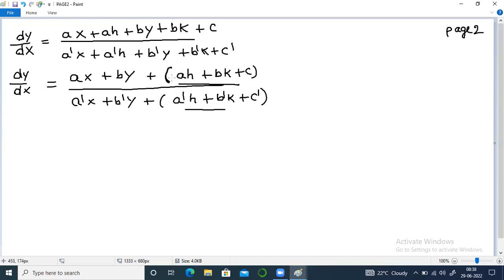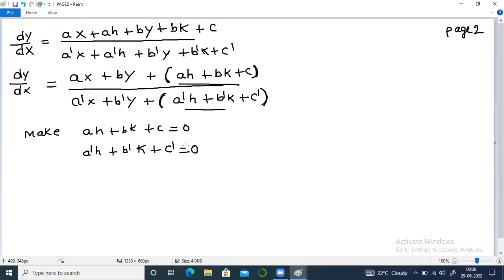It means in the numerator part, what is there in the bracket, that term and this part I can make zero by selecting specific h, k values. So how to do that? Try to make ah + bk + c = 0 and a'h + b'k + c' = 0.